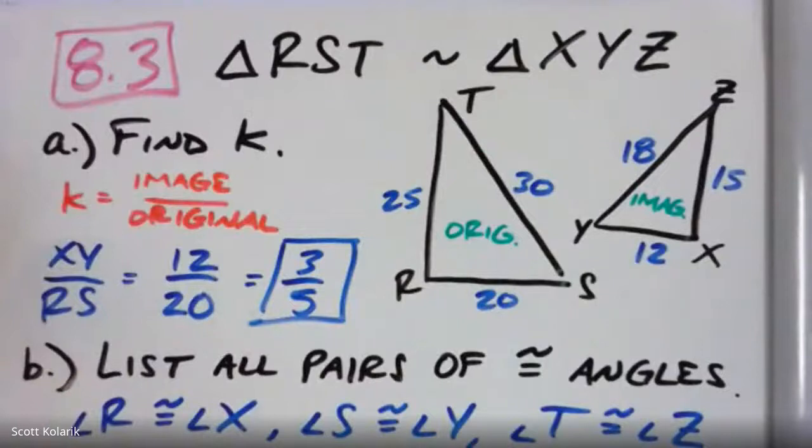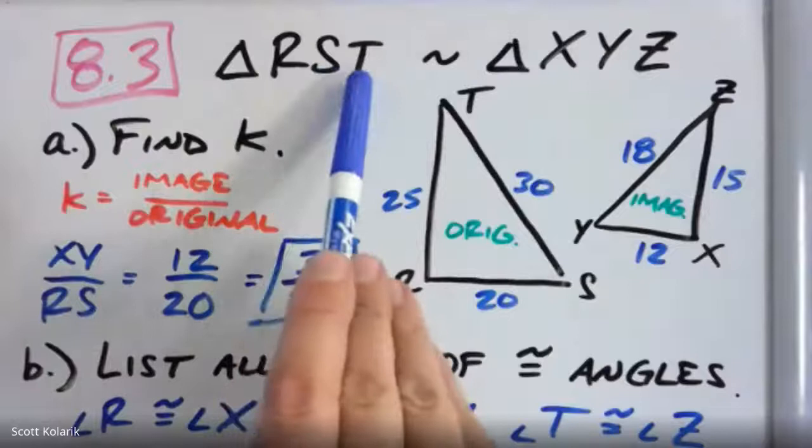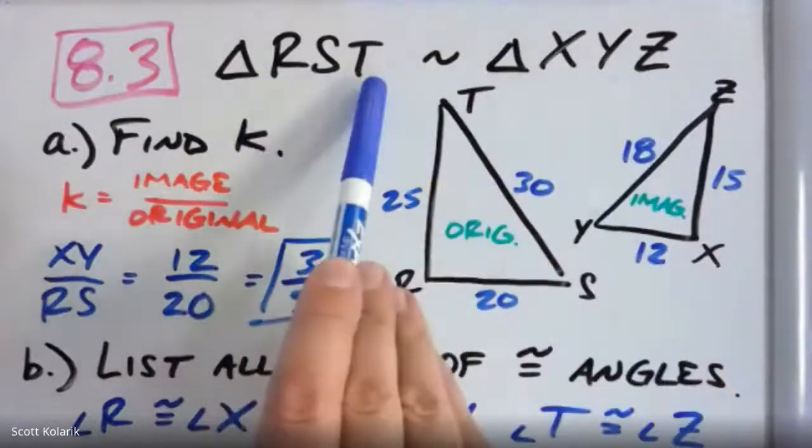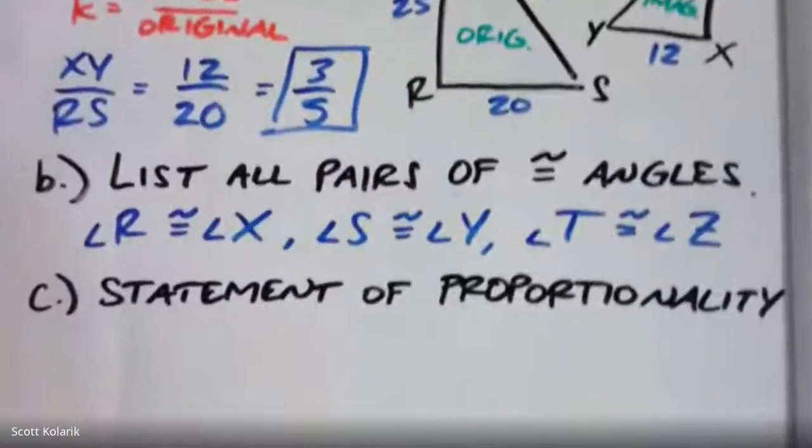All right, first 2 letters RS are going to correspond with the first 2 letters XY. Second and third will correspond with second and third. First and third will correspond with first and third. Okay, that would be all 3 sides right there. So I can just work with that.